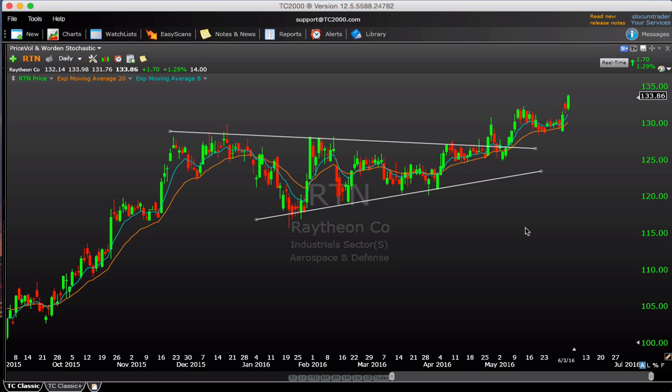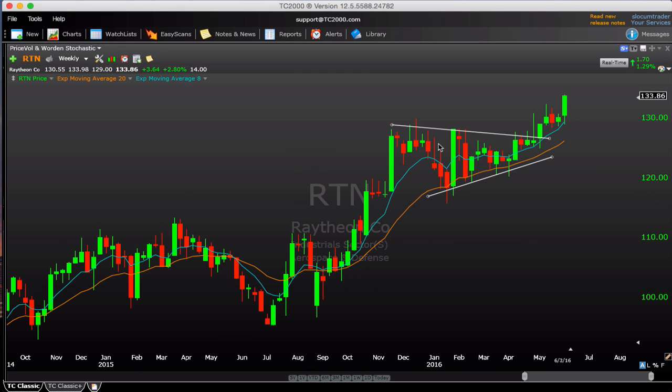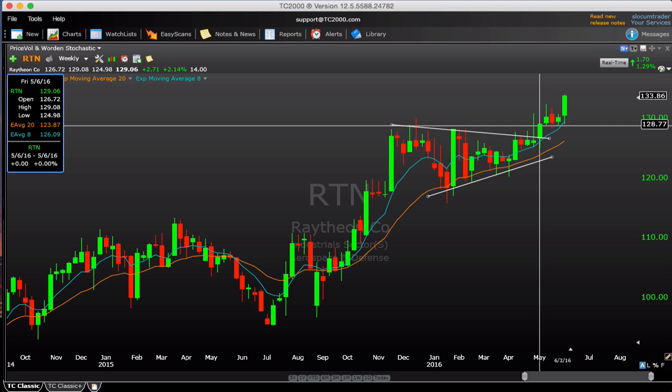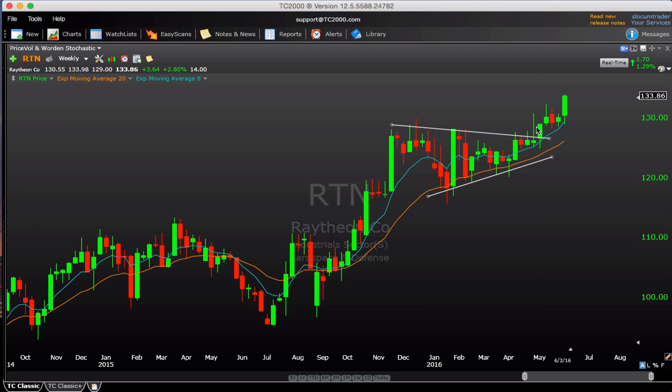Next is RTN. Raytheon, this is a name that we're in. This was the pattern, the breakout play that we played back here on this weekly bar. So we've been in this for several weeks now, a little over a month, and it made a nice continuation move higher here.